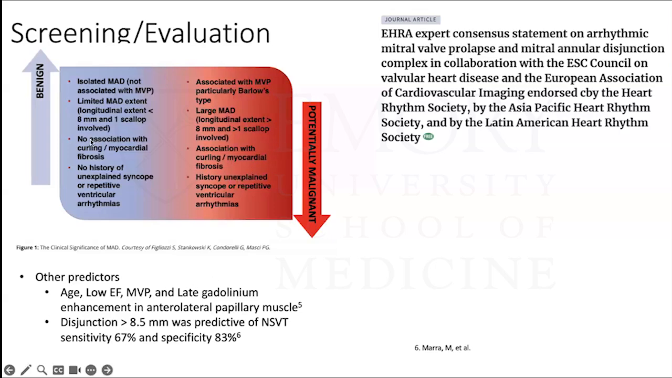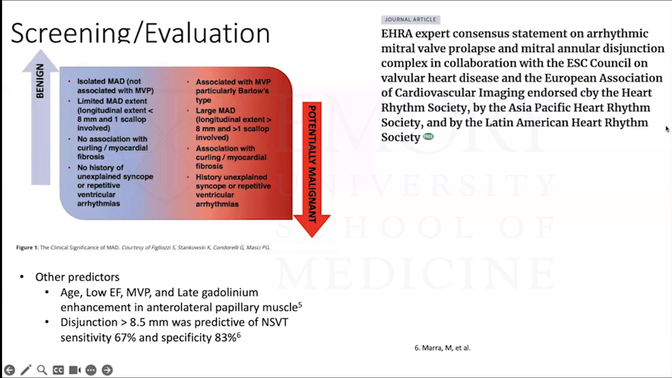Then we talk about association with curling and myocardial fibrosis. Our patient did not have fibrosis and did have systolic curling. And then last, no history of unexplained syncope versus history of unexplained syncope. So what we think of in our general population when we're worried about high risk arrhythmias is just, do they have a history of that unexplained syncope or even known ventricular arrhythmias?